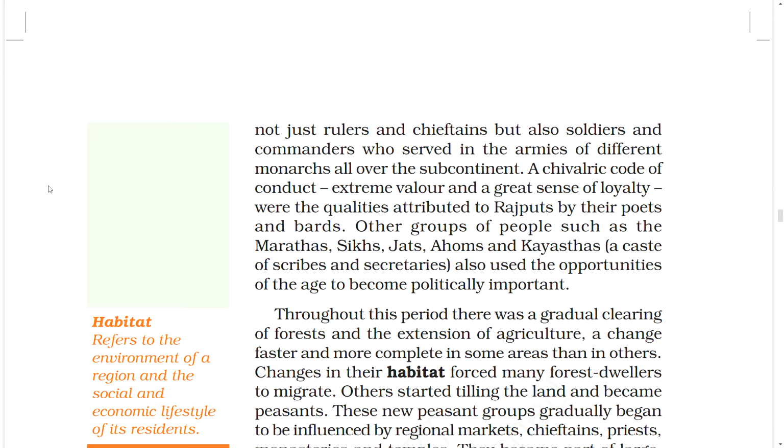Other groups of people, such as the Marathas, Sikhs, Jats, Ahoms, and Kayasthas, a caste of scribes and secretaries, also used the opportunities of the age to become politically important.